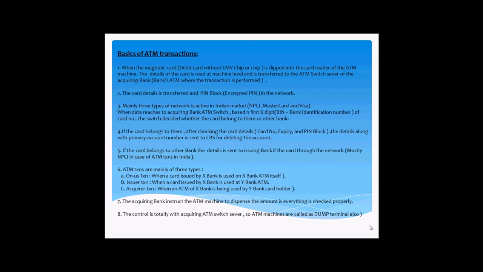X bank has issued that card, so only they can authenticate it and check the card details, whether it is authentic or not, and validate it. So the data lands at the X bank switch. At the X bank switch, they will check the card details, meaning whether the card number is right or not, whether it is hotlisted, and the expiry of the card. The PIN block will be checked at their end, and if everything is good enough, the switch will transmit the account number to CBS to debit the account.